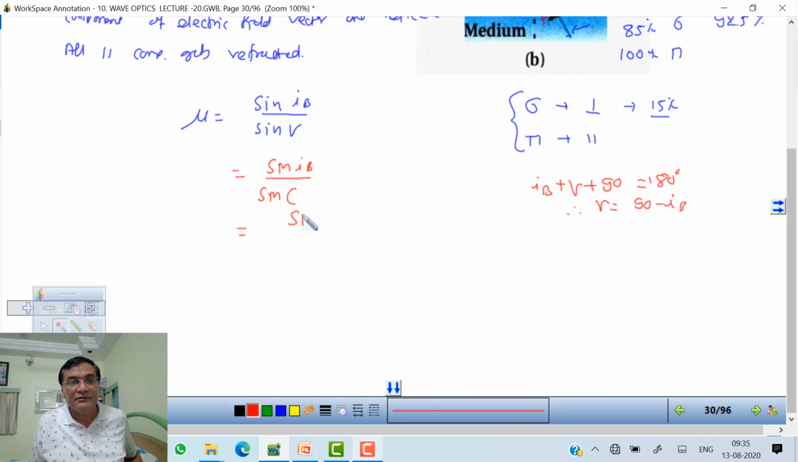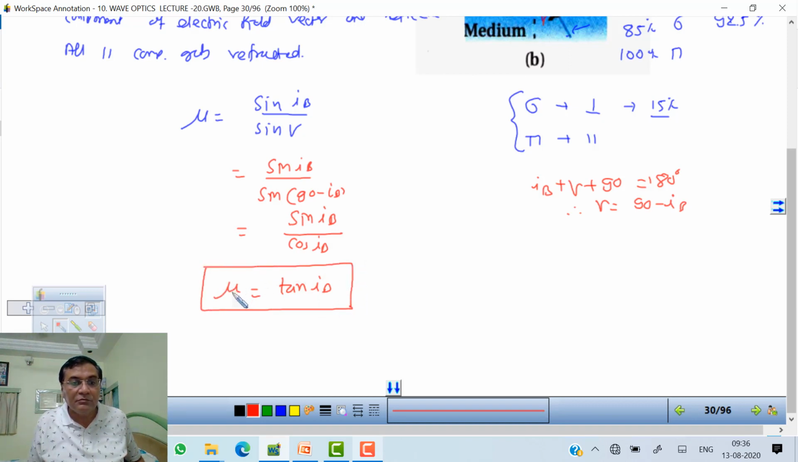So we get sin IB upon sin of 90 minus IB. So this becomes cos IB, and this is tan IB. Okay, so this is the refractive index mu equal to tan IB. This equation is called Brewster law. This is Brewster angle or angle of polarization.